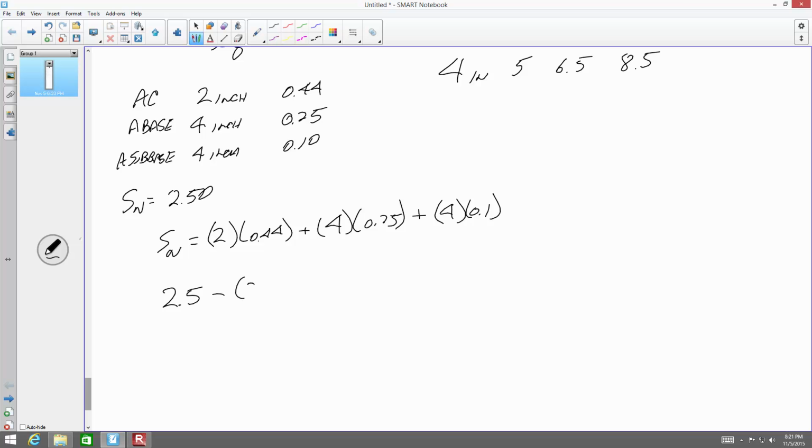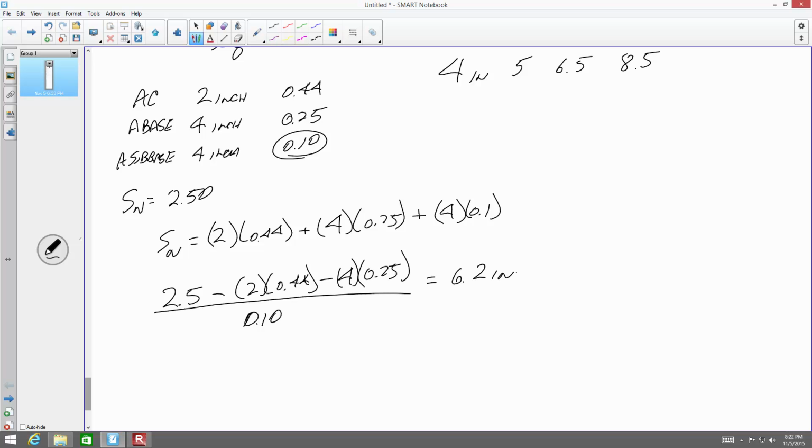2.5 minus 2 times 0.44 minus 4 times 0.25. Divide that by the structural number for that base course, 0.10, ends up being 6.2 inches, which is going to be 6.5. Real simple, real quick. Can't beat it, right?